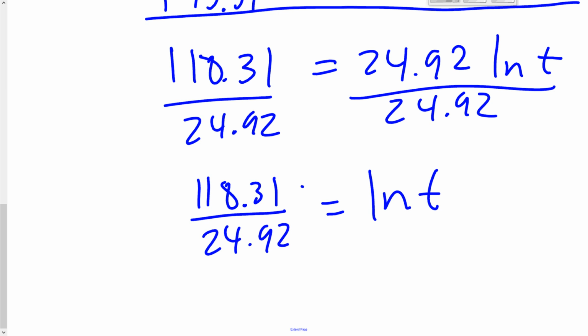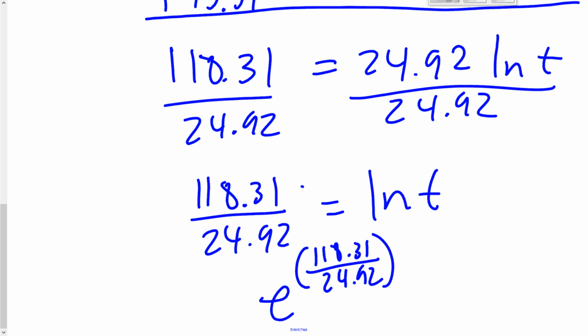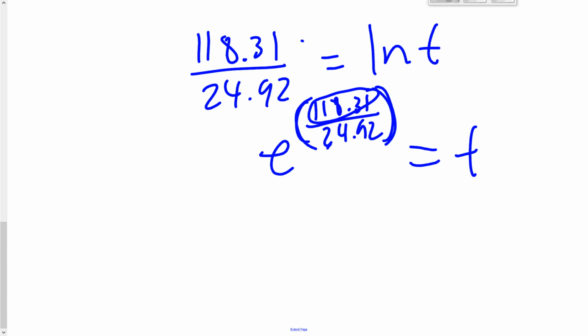So it's an ln. It's a log, so I need to switch to exponential. So the base is e. So e raised to this 118.31 over 24.92. Close that parenthesis, so I could really do that in my calculator. Hit the e button, this parenthesis will come up. I type in this top number, I hit divided by, type in the bottom number, close that parenthesis, and that will give me my t. And so t is approximately 115.3 years.